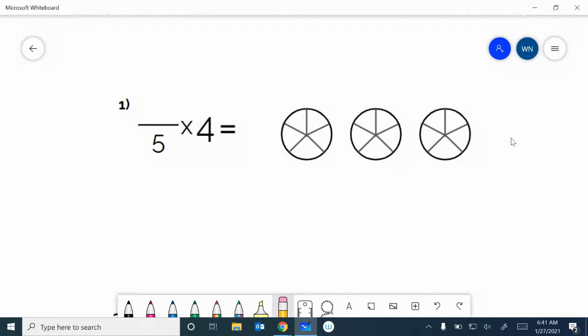The first problem, we have 2/5 times 4. So remember, the first thing to do is to identify how much 2/5 is. As you can see, I've gone ahead and divided up your circles for you, so you don't have to worry about that. Let's go ahead and pick our first color, and let's color 2/5. So there's 1/5, 2/5. So that's 1 time. 1/5, 2/5. That's 2 times.